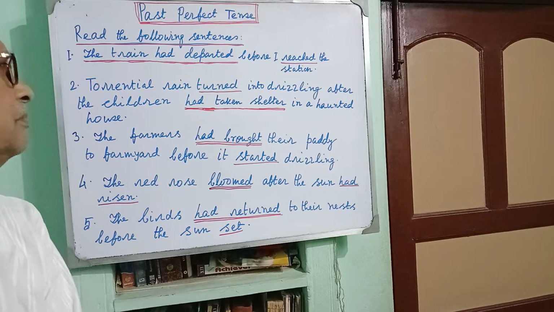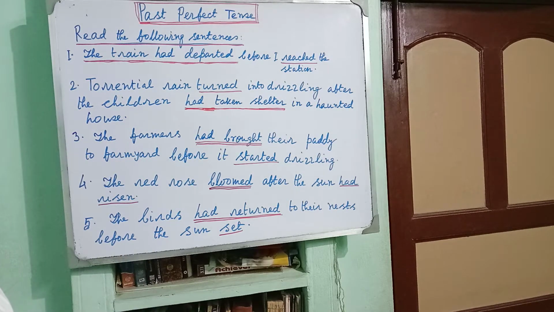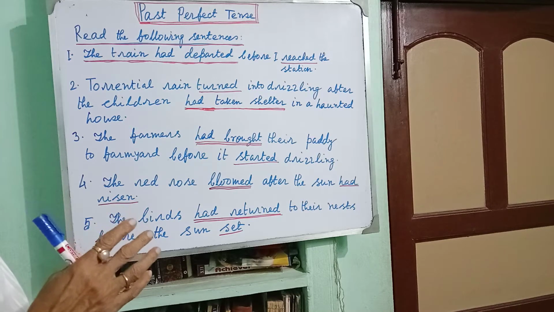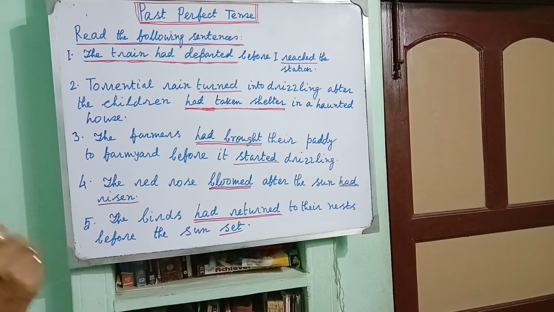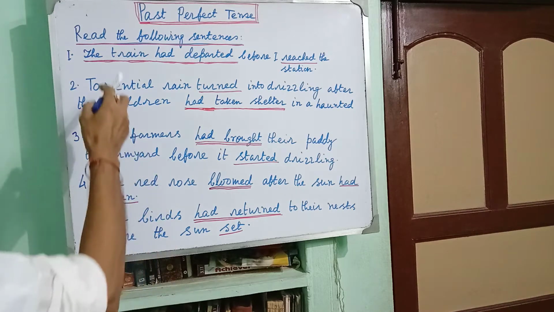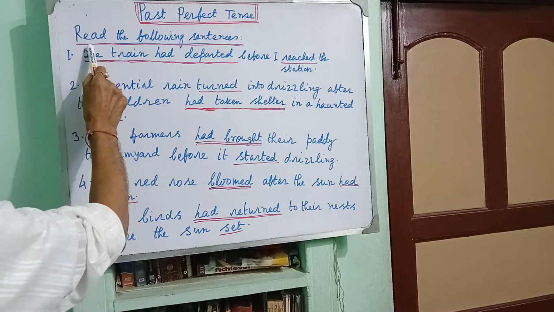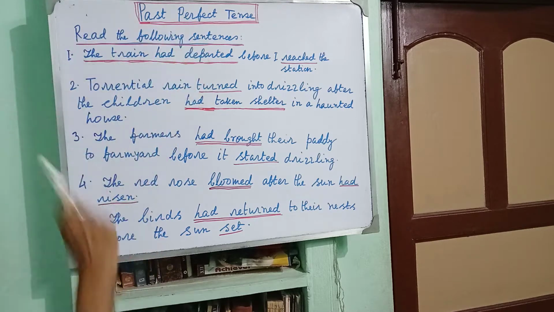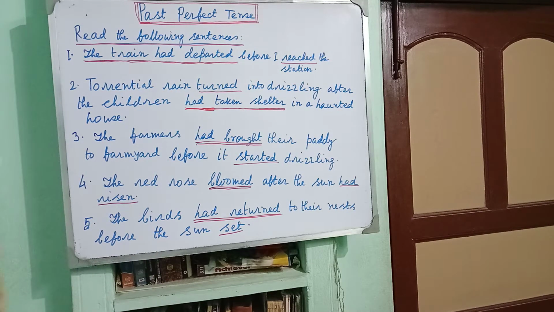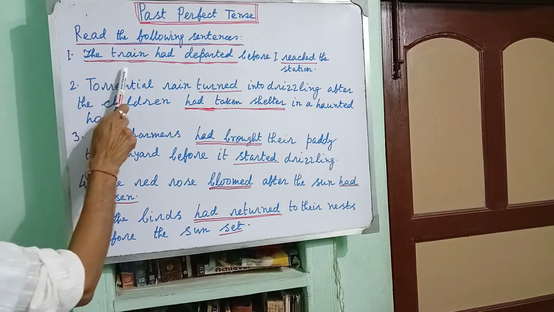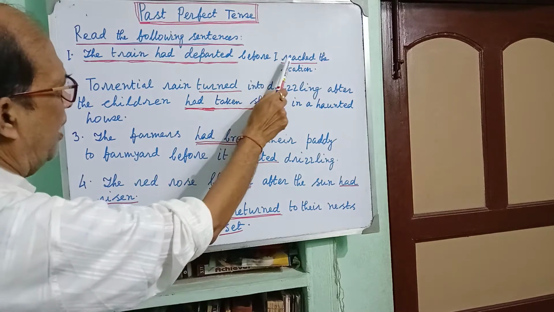Let us read the sentences written on the board first, and then we will come to the concluding part, or conclusion, of what past perfect tense is. And you know that tense is always of the verb, so there is no problem to understand. So you see, past perfect tense, and I have written: read the following sentences. The first sentence is: the train had departed before I reached the station.